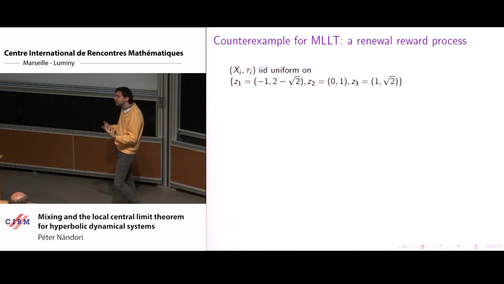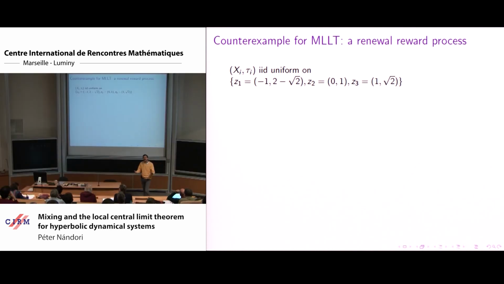Actually, the example is very simple. You don't need to know anything about dynamical systems. It's an IID example. It's just an arithmetic thing. So look at an IID case. Okay, x and tau is a two-dimensional random variable which is supported on these 3 points, uniform distribution. Okay, so z1, z2, z3 are 3 points. You have a uniform distribution of 3 points, right? It couldn't be simpler than that.